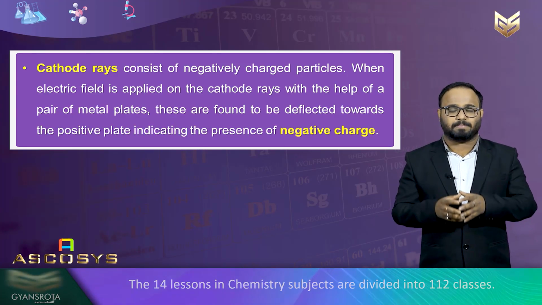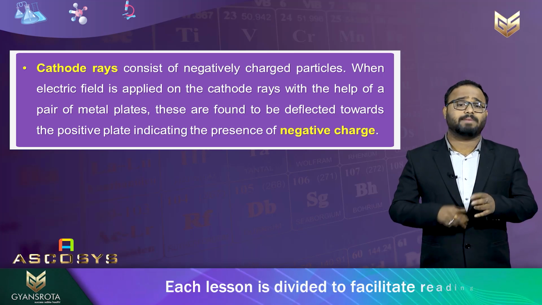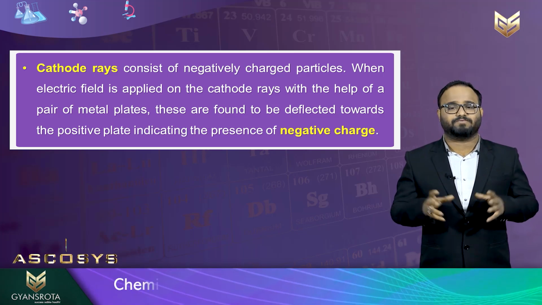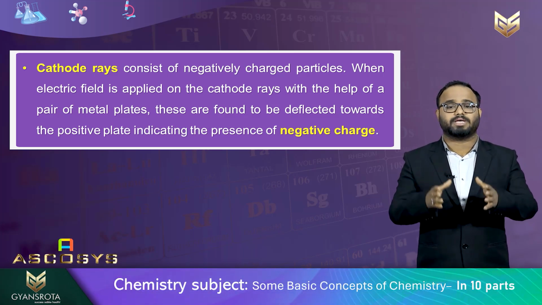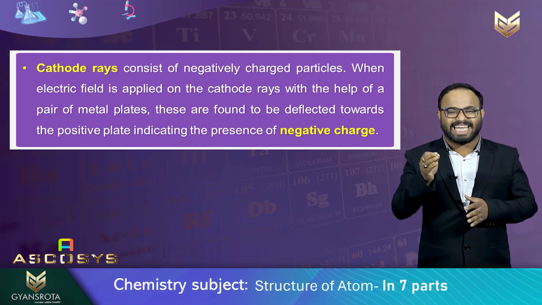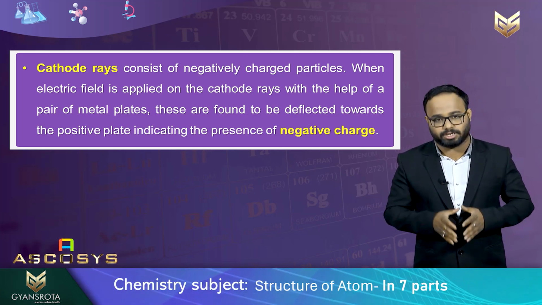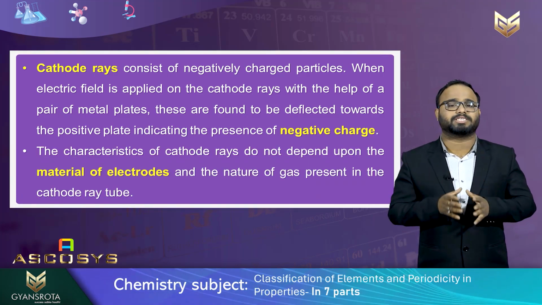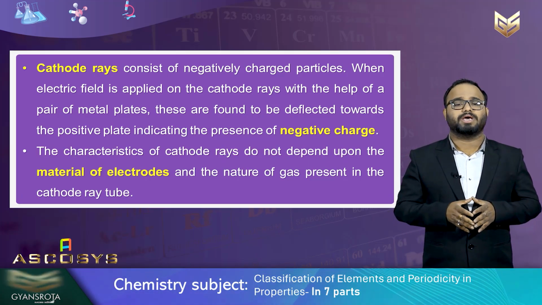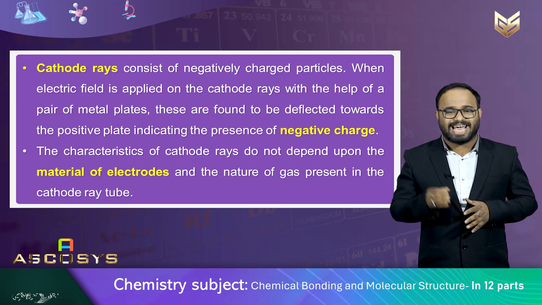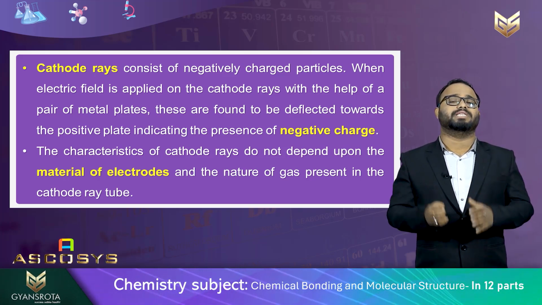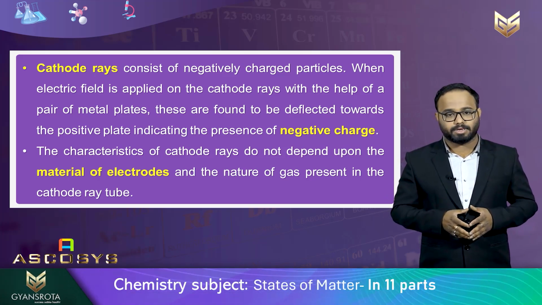When an electric field is applied on the cathode rays with the help of a pair of metal plates, they are found to be deflected towards the positive plate, indicating the presence of negative charge. The characteristics of cathode rays do not depend upon the material of the electrodes or the nature of the gas present in the cathode ray tube.